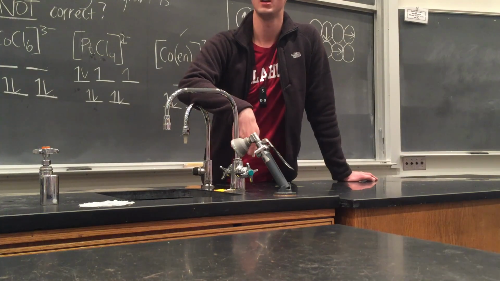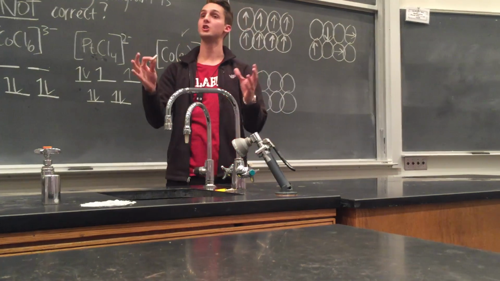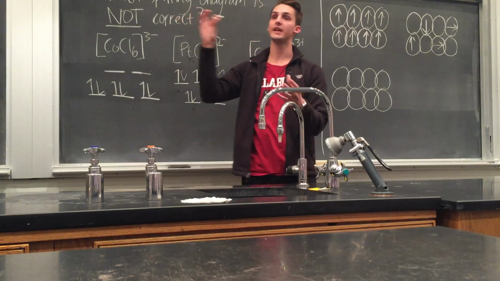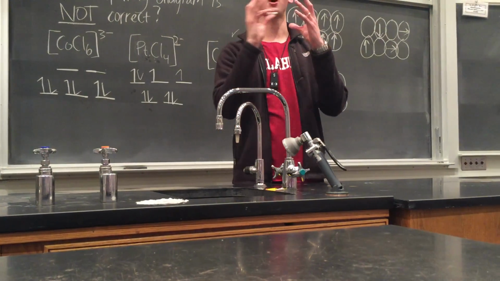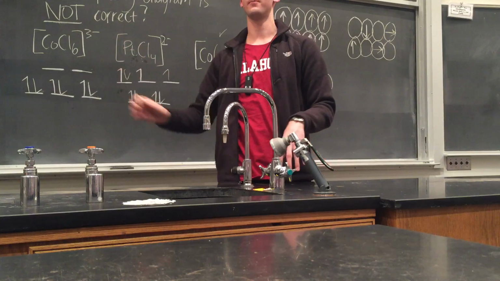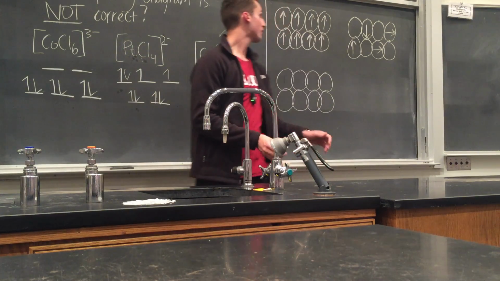The platinum or the cobalt? Yeah, because the metals are the only ones that have d electrons. All the ligands, they don't have d electrons. So it's always the ion that determines how many. Good question.